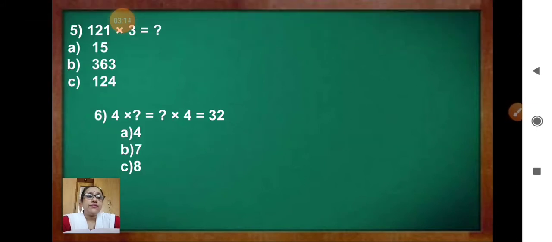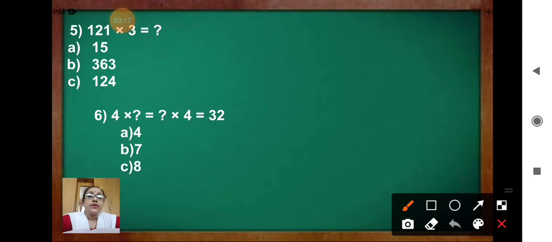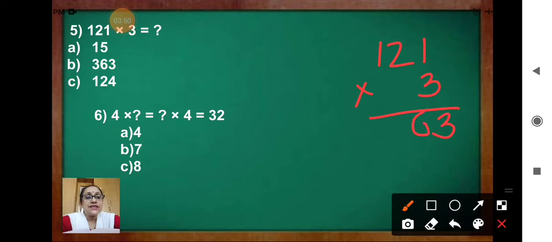Now question 5. 121 multiplied by 3 equal to what? Question mark. 15, 363, 124. Now do the multiplication. Yes, 121. Okay. Then multiplication sign and 3. So 3 ones are 3, 3 twos are 6 and again 3 ones are 3. So the correct answer is 363.